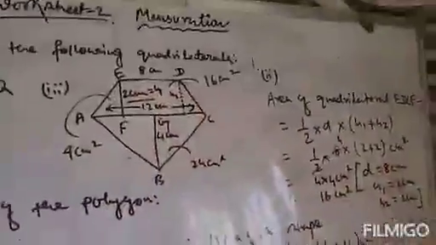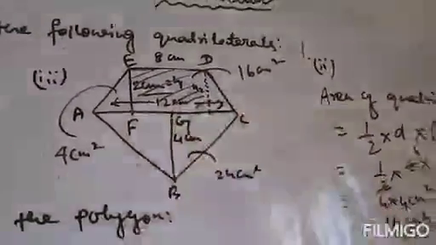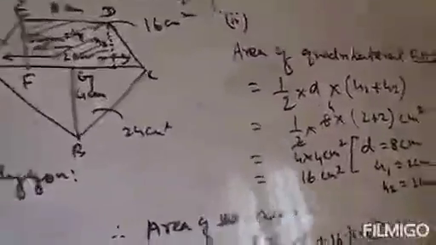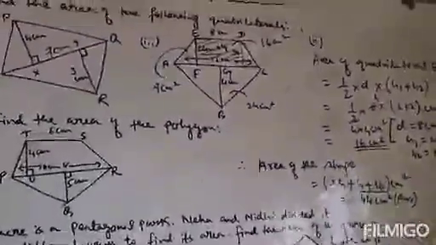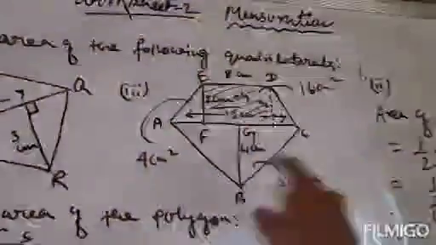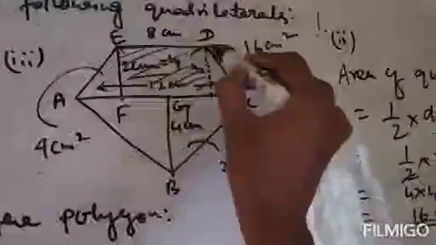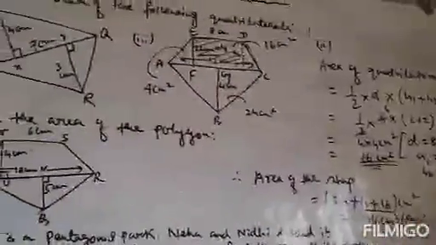But if you want to find only the area of this quadrilateral, then its answer will be 16 centimeter square. Listen carefully: if you want to find the area of this total shape, that will be 44 centimeter square. But if you only want to find the area of this quadrilateral, that means EDCF, only this portion, then your answer will be 16 centimeter square. Clear? Next.